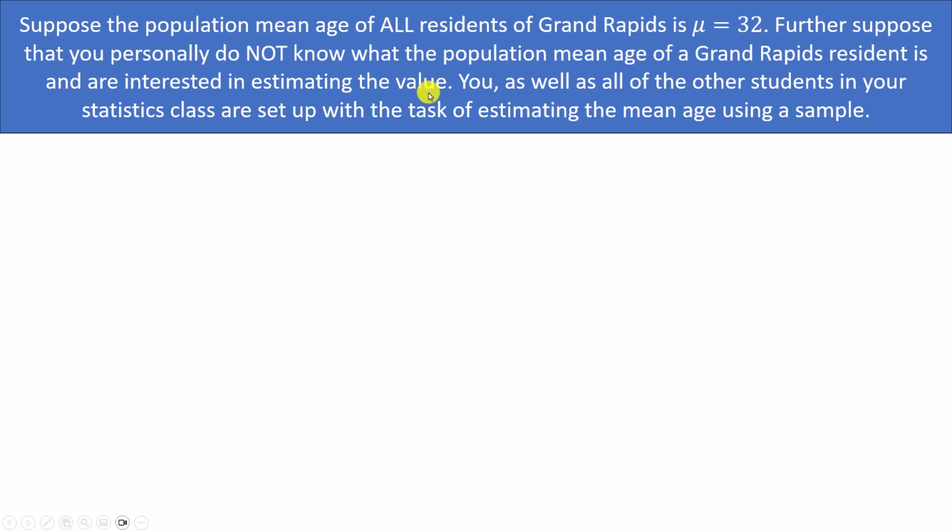So that's typically going to be the case. You're not usually going to know the value of a population mean because typically the population has thousands or maybe millions of individuals. So you probably won't know this value exactly. And we're saying here, we're going to try to estimate this value. The true number is 32, and we're going to go ahead and try to estimate that maybe with a sample. So you, as well as all the other students in your statistics class, are set up with the task of estimating the mean age using a sample.